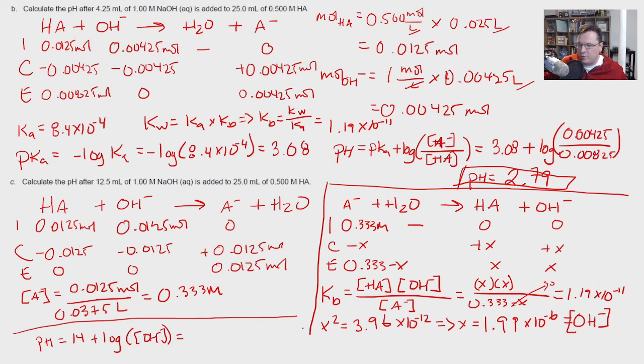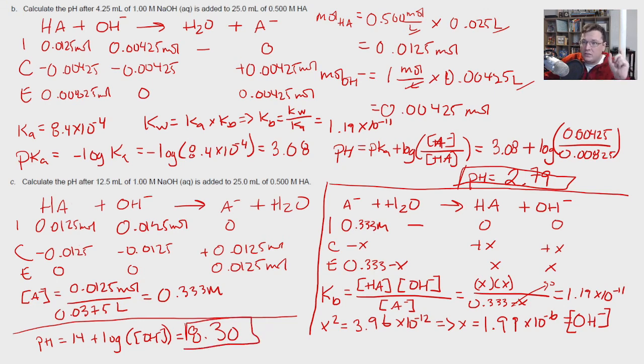And so if we plug in our number here, we have 14 plus the log of 1.99 times 10 to the negative 6. And so what that gives us is a pH of 8.30 in this scenario, which is what I have on the key, 8.30. So that's how you calculate the pH right there. That's what the pH is at the equivalence point.